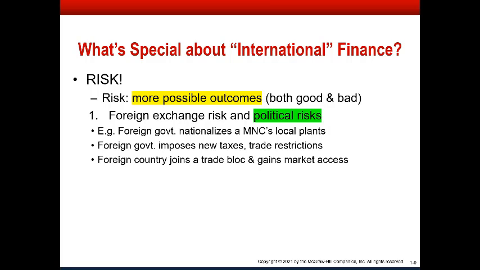Now, remember, risk can be both bad and good. So here's an example of an upside political risk. A foreign country joins a trade bloc and gains market access. So this happened with some Eastern European countries who joined the European Union and then got access to the euro and got access to the integrated transport and labor market of Europe. So if you were operating in an Eastern European country and then they join the euro, now conditions have improved and your profitability probably improves as well. Remember, risk is not just bad stuff, also good stuff. It's just that there's a huge, larger array of possible outcomes to contend with.